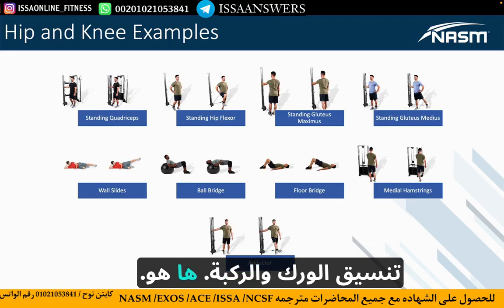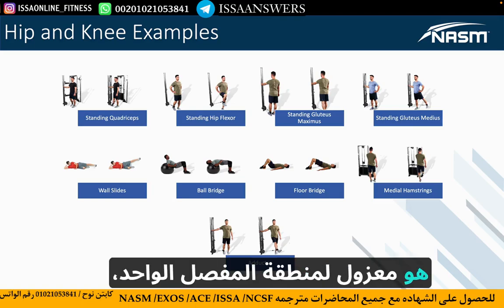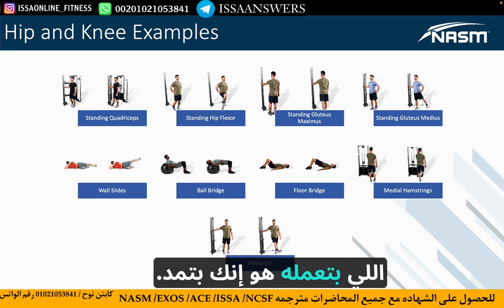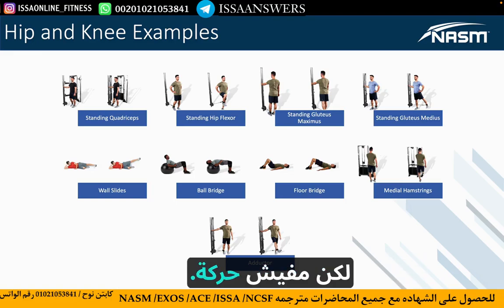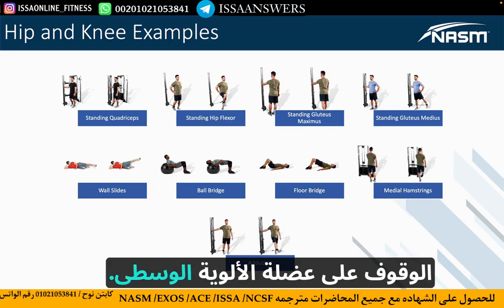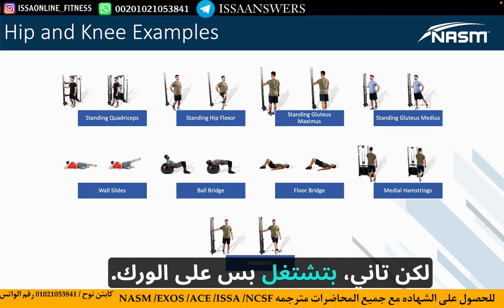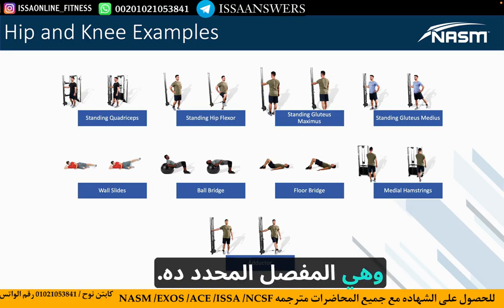Hip and knee, there you go. All right, now we're starting to see, again, but it's isolated. It's isolated to that single joint area. Standing quadriceps, what you're doing is you're extending. So all you're working on is the knee, but there's no movement. Standing gluteus medius, that's where you're doing leg raises, the lateral leg raises. But again, only working the hip. Okay, so we got to be very clear on that. It's that movement and it's that one specific joint.